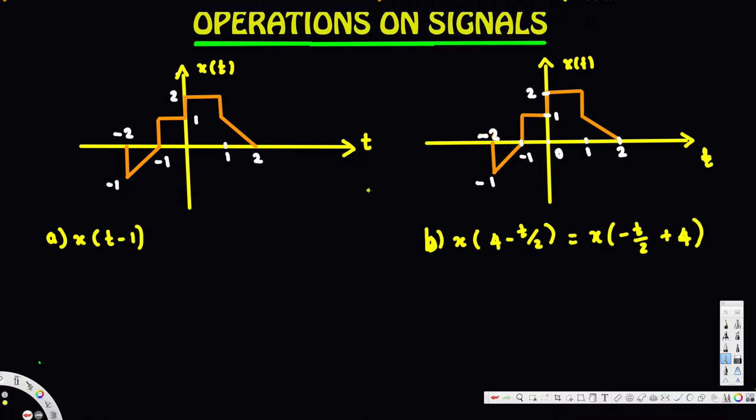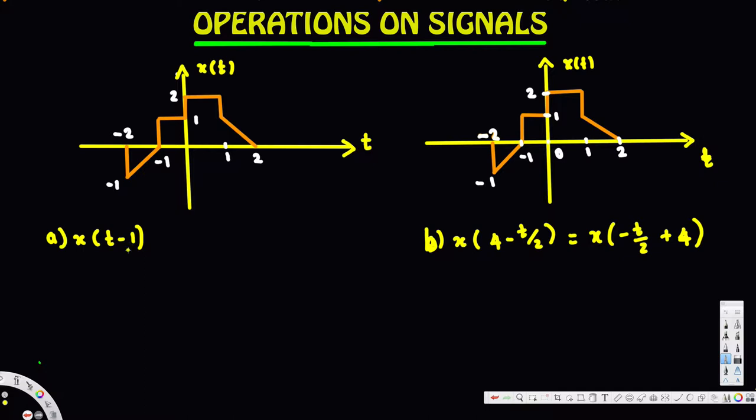In this video, we are going to see how to sketch the signal when the expression is given. If you look at the graph, here we have x of t versus t. But we want to see what's going to be x of t minus 1. So when we have t minus 1, it means 1 unit shifted to the right. Like you can see, this is a time delay, so it's delayed by 1 unit.